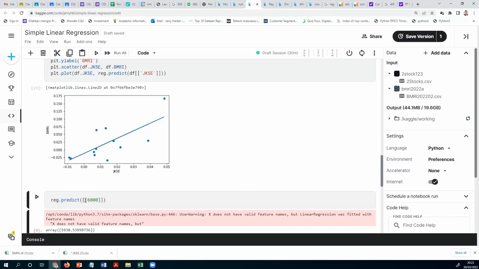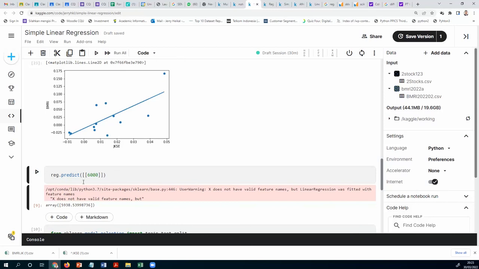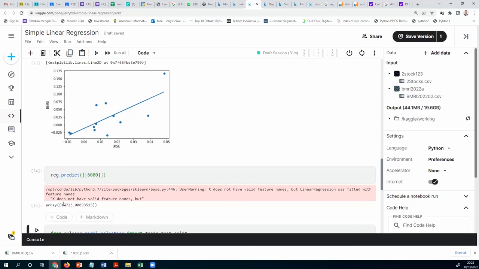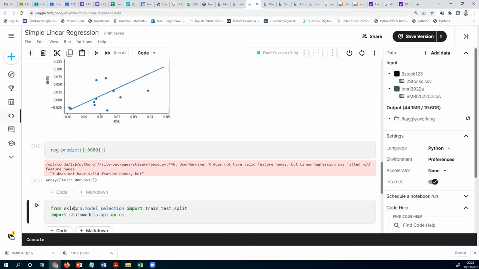So we can regression predict of the double square bracket of 6,000, meaning if the Jakarta Stock Exchange is 6,000, how much is the BMRI? So BMRI will be 14,723. Yeah.